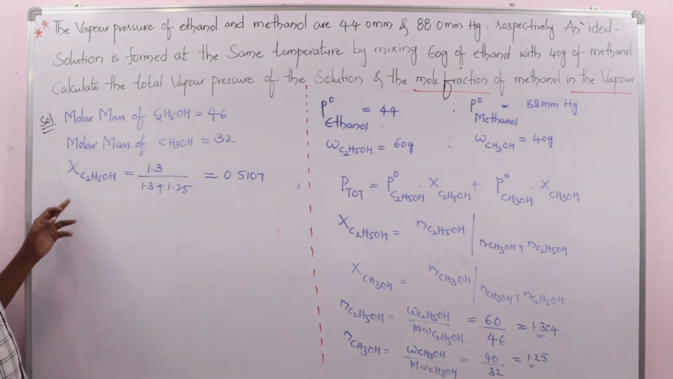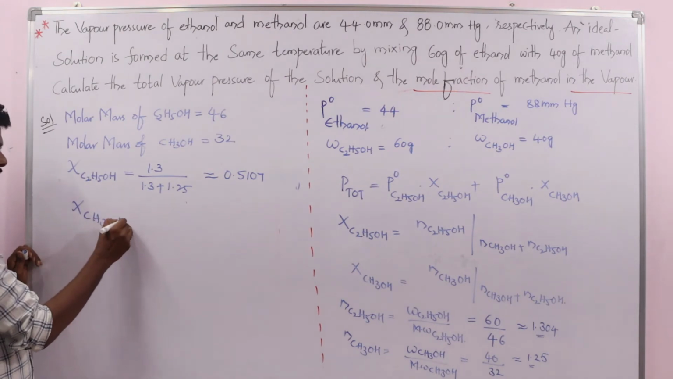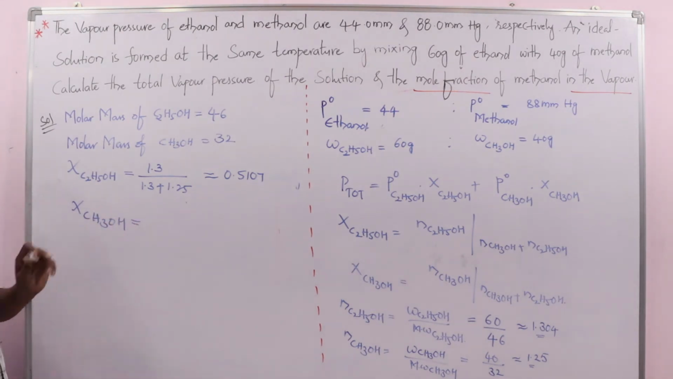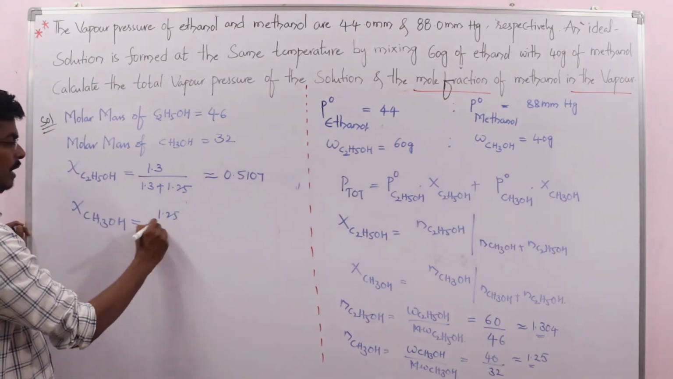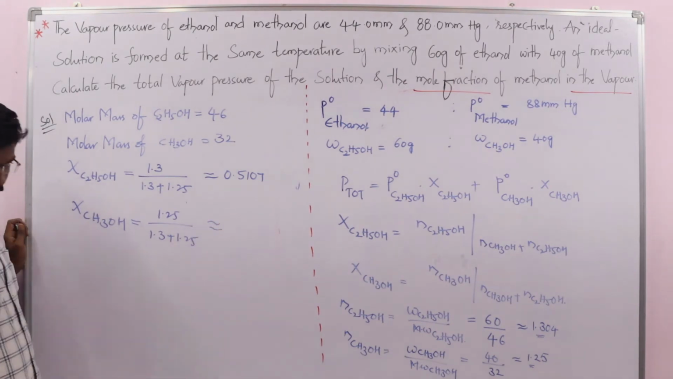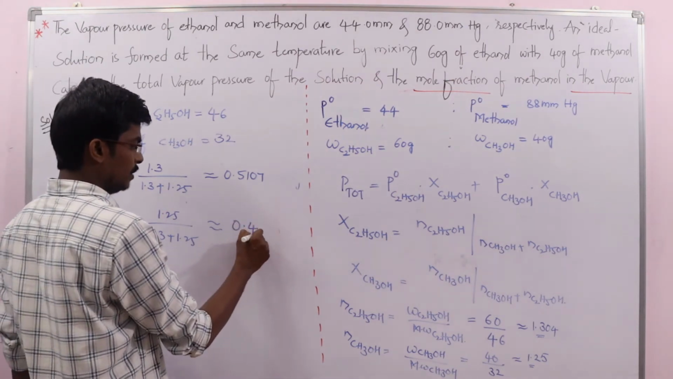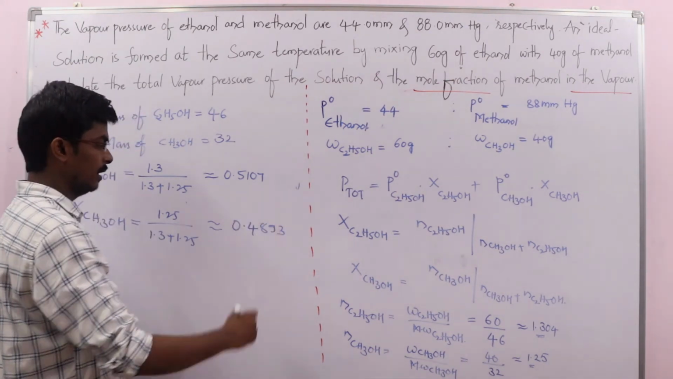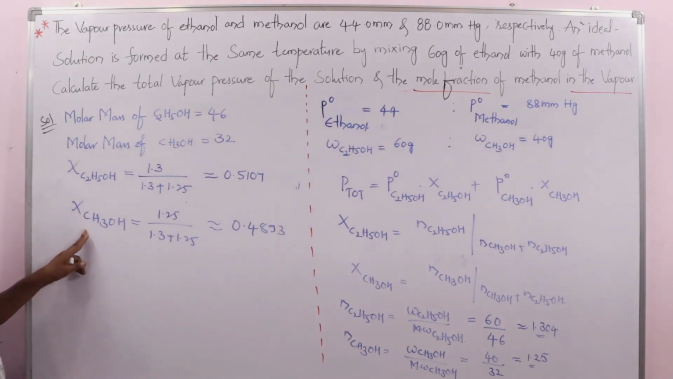Next, the mole fraction of methanol, X CH3OH. The number of moles of methanol is 1.25, so 1.25 by 1.3 plus 1.25. Here the mole fraction of methanol you get is 0.4893. So now we have the mole fraction of ethyl alcohol and the mole fraction of methanol.